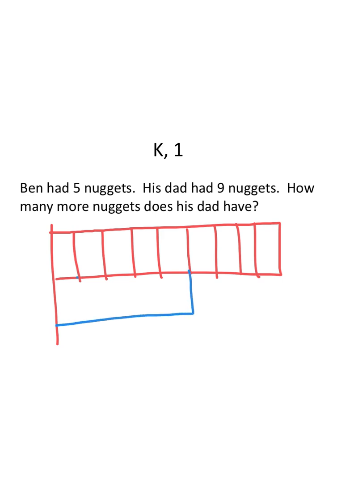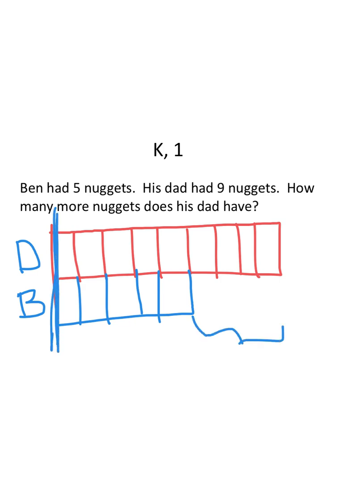Notice, I've said before that you should make sure they're the same size so that you can compare them. I do put a starting line here to make sure that my lines start evenly. So I know Ben has 5. I know the dad has 9. Here's what I don't know: how many more. And when I've lined them up, you can count them and see he has 4 more. So the dad has 4 more nuggets than Ben does.